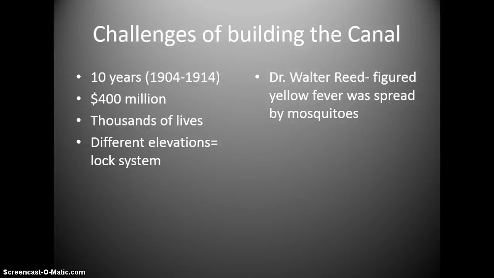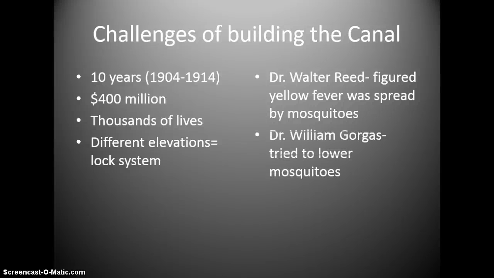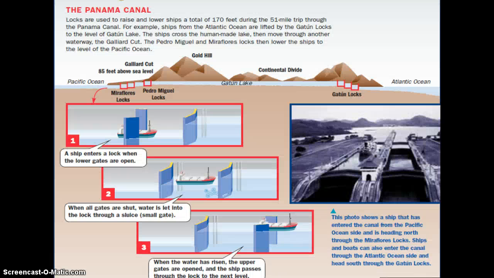The French had before made some effort in Panama, only to fail because of the yellow fever epidemic. So what Theodore Roosevelt did was he sent in a doctor to go in and really fight against those mosquitoes. Within a year, he was able to eliminate the yellow fever threat, and they were able to move on with the building of the canal. So here's the locking system.